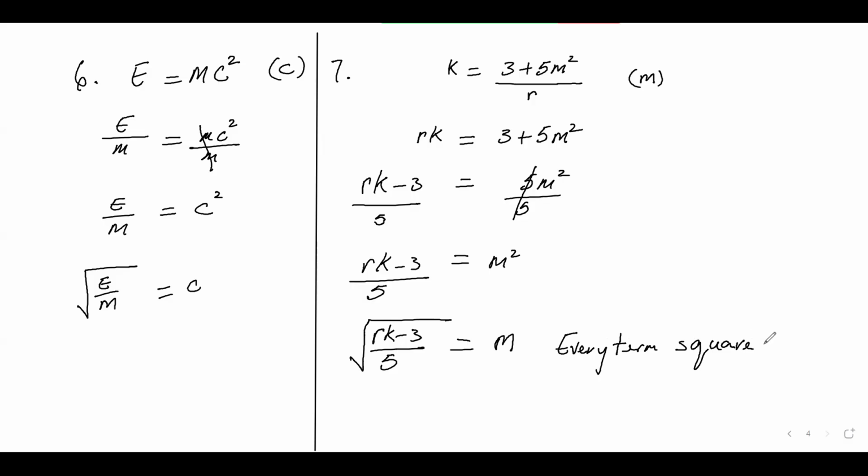So you said everything square root? Square root. To remove the square, you have to square root everything, not just the RK minus 3, but all the terms and numbers. I have here every term, everything square rooted. And that would make this m.